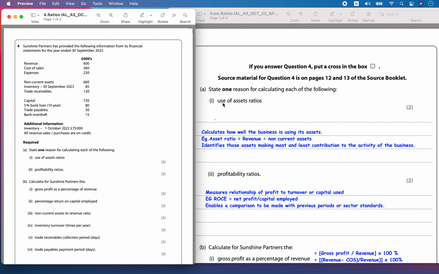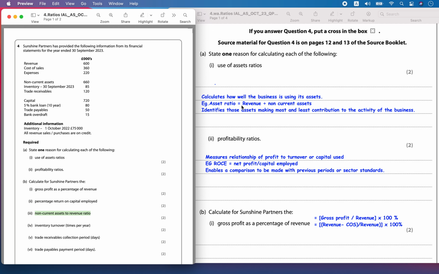So now let's solve the first question. Part A, state one reason for calculating each of the following. Now, what is the use of asset ratio? Asset ratio means it's a ratio between revenue and non-current assets. It will tell you how well the business is using the assets to generate the revenue. Also, it will help to identify the assets that are making the most and the least contribution to the activity of the business.